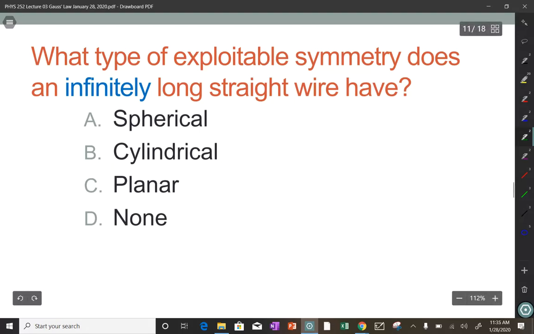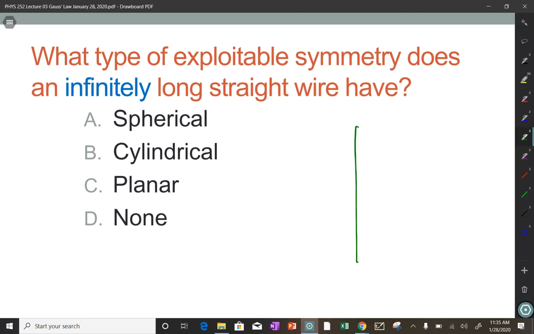Why? Now, if I have an infinite wire, notice the word infinitely. If it's an infinite wire, then the only parameter that's going to matter is how far you are from that wire. Your vertical elevation doesn't matter if it's a vertical wire. Your elevation doesn't matter because it's infinite. So there's no change as you move up and down. And going around in a circle doesn't matter because it looks the same no matter how you are on that. So it has a cylindrical symmetry.